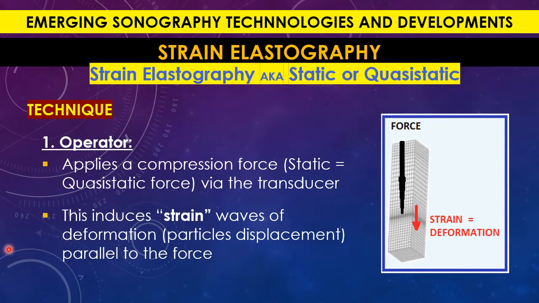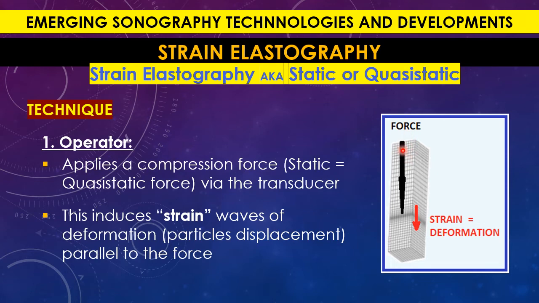The first type of elastography is strain elastography, and it is sometimes called static elastography or quasi-static elastography, because these terms are related to the force applied, the stress force. So how is strain elastography performed? First, the operator, using the probe, will apply some pressure over the tissues. So we have a force applied on the tissues.